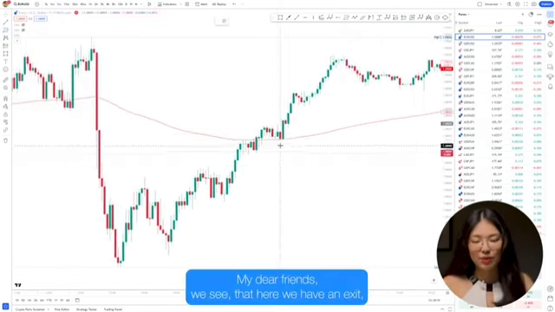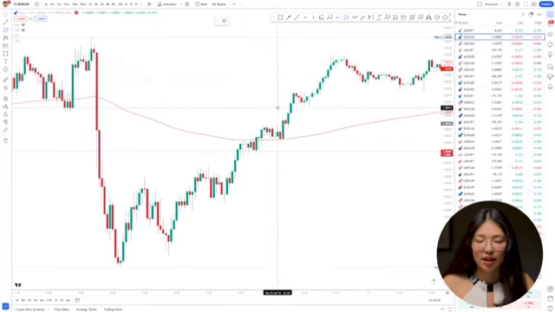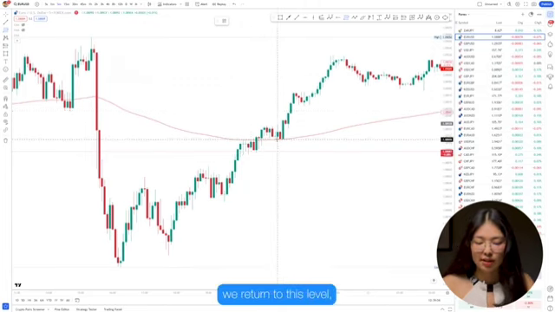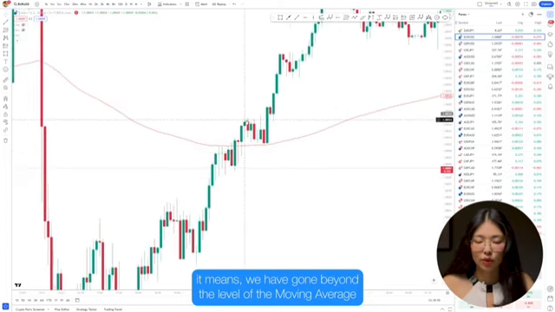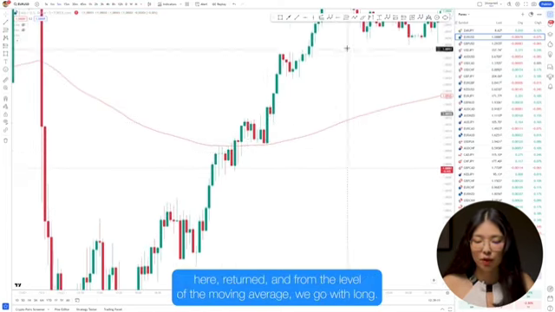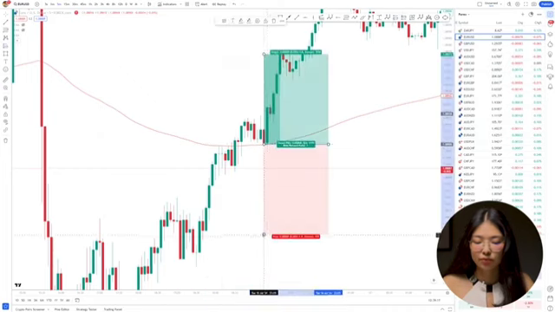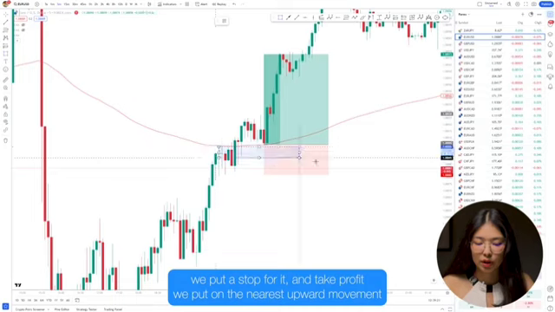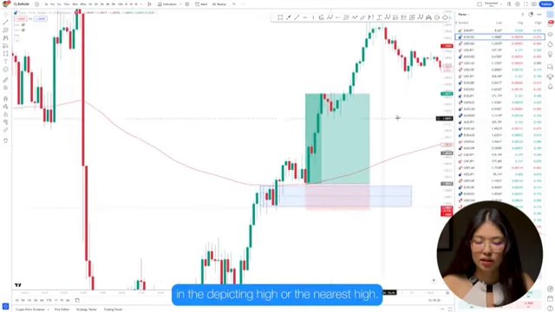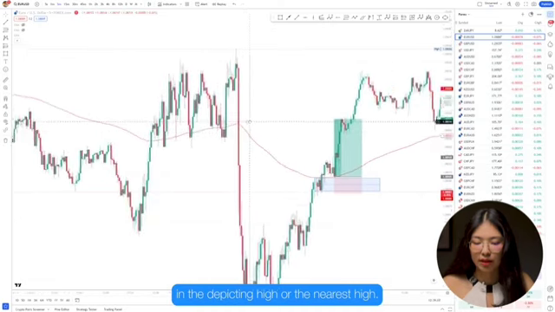And my dear friend, we see that here we have an exit, we return to this level. It means that we have gone beyond the level of the moving average. Here, turning from this level of the moving average, we go long. So here we have a block order. We put a stop loss, and the profit we put at the nearest upward movement, the nearest high.